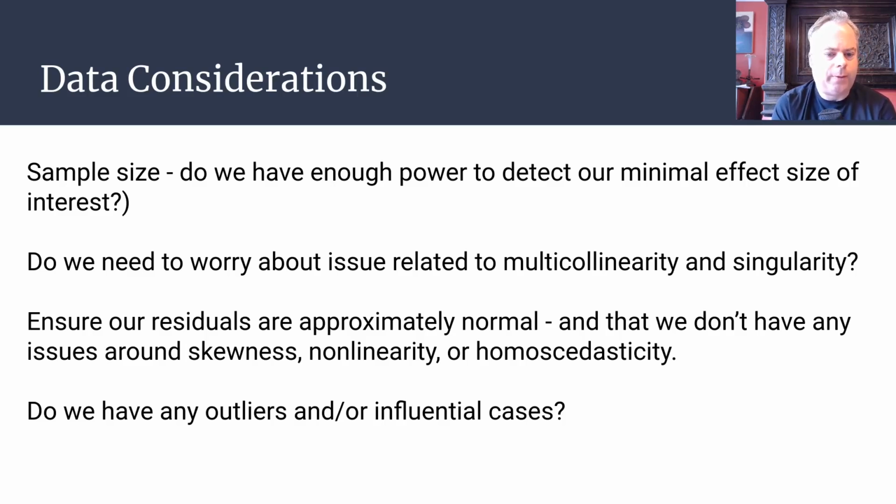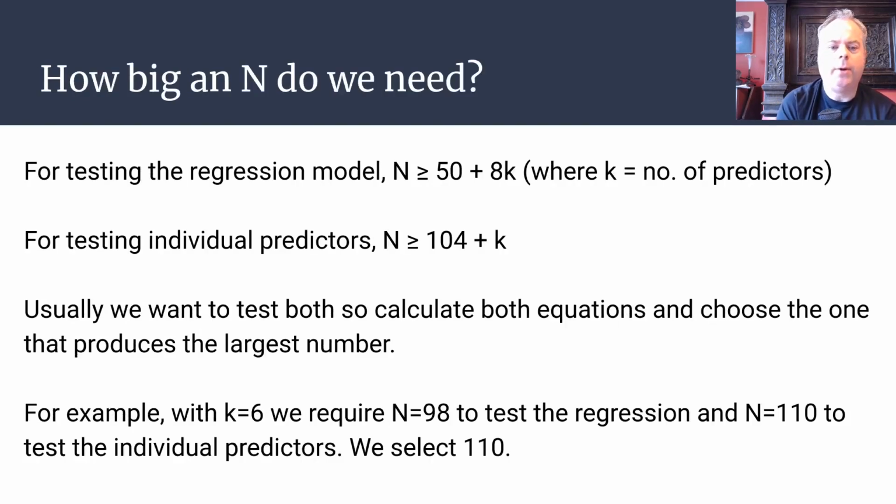As with simple linear regression, we need to ensure that our residuals are approximately normal, and that we don't have any issues around skewness, nonlinearity, or homoscedasticity. And again, we also want to think, do we have any outliers or influential cases that might be having an overly influential influence on the sorts of models that we're trying to build? I just realized overly influential influence isn't very clear. Basically, do we have any data points that are having too strong an influence on the regression model that we end up with?